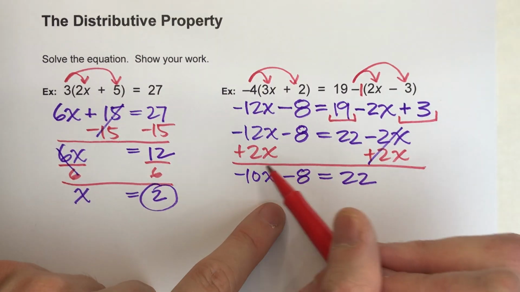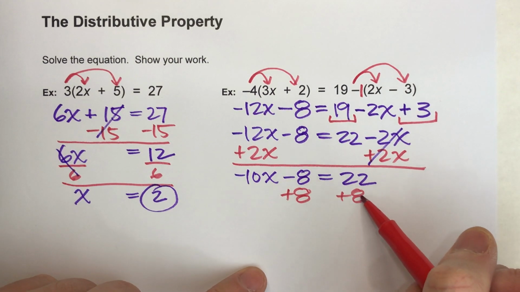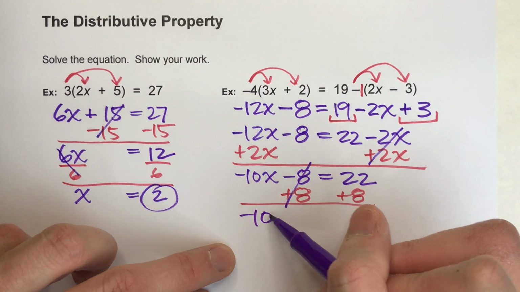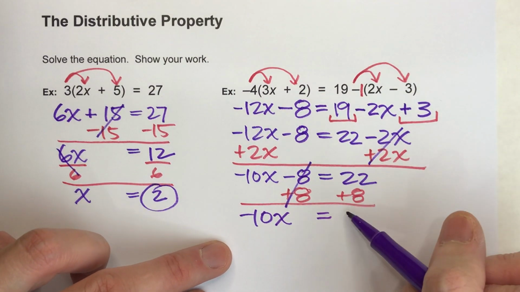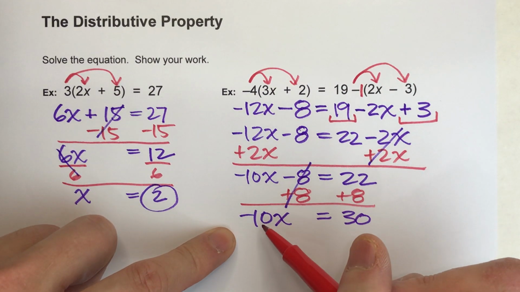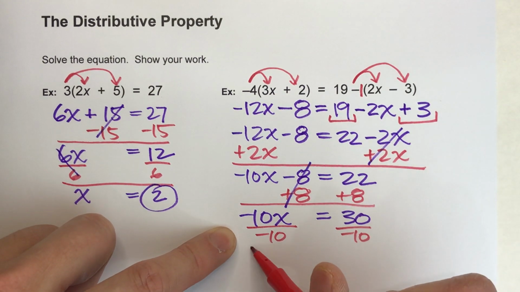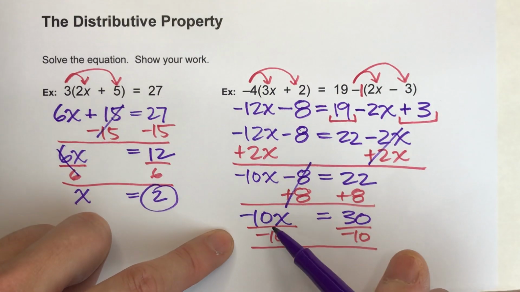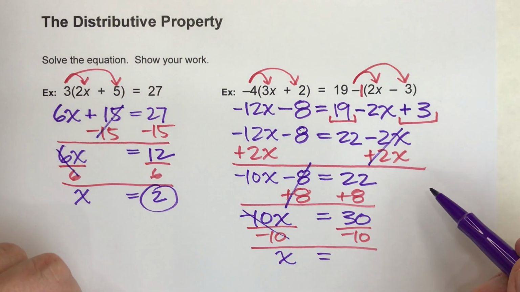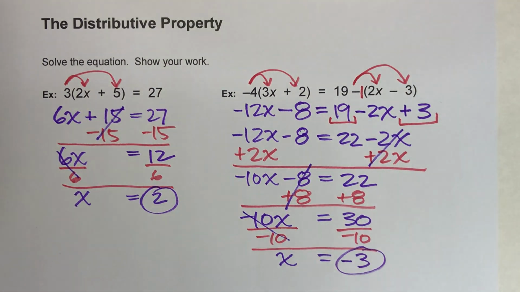Now, undo the things around x. I'm going to undo the minus 8, so I'll add 8 to both sides. When I do that, the 8s undo each other. Negative 10x drops down. Equals drops down, and this is 30. And then last step, to undo the x, I'm going to divide by negative 10. And what I do to one side, I have to do to the other side. The negative 10s undo each other. I'm just left with x equals, on the other side, 30 divided by negative 10 is negative 3. And that is my answer.